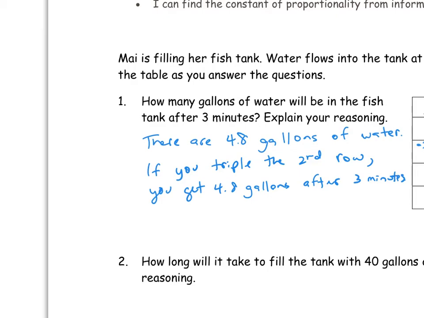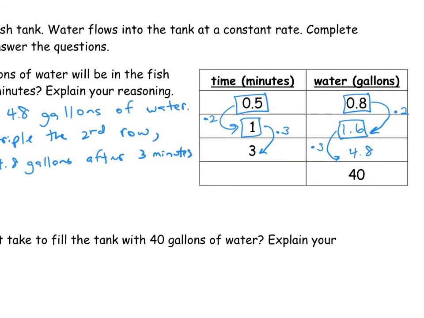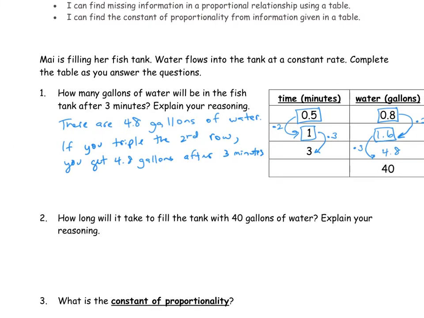Another idea is you could also go just directly from 0.5 to 3 by multiplying by 6. You could also calculate the constant of proportionality. So any one of those methods will work in this case. Just make sure you're explaining how you got that answer.